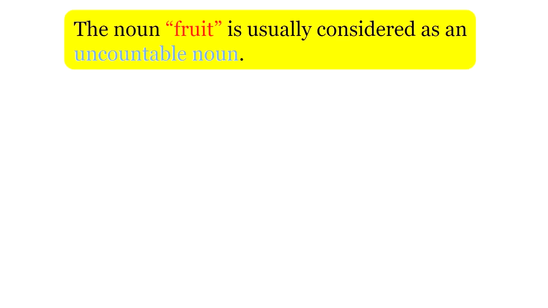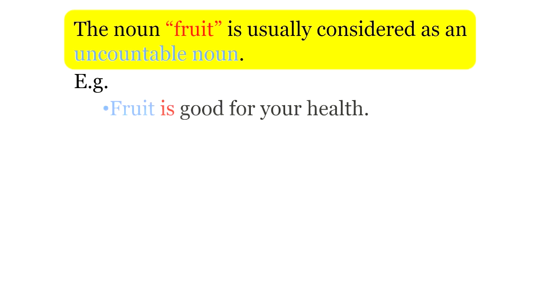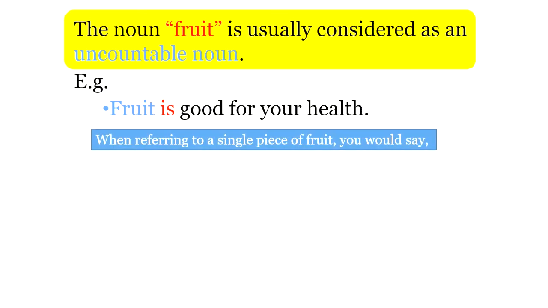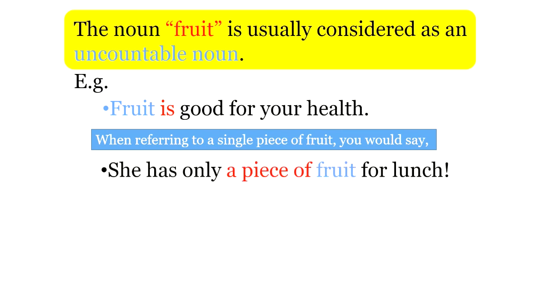The noun fruit is usually considered as an uncountable noun. For example, fruit is good for your health. When referring to a single piece of fruit, you would say she has only a piece of fruit for lunch. That means we will use piece as measure word.